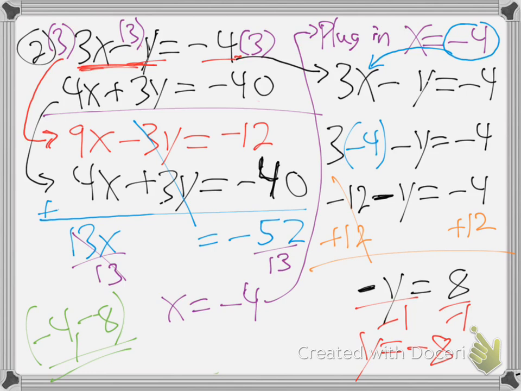You can check it. I'm not going to bother to check it. It would make them both true. You can check all your answers on the next test, at least these kind of problems. We good there? Questions on that one?